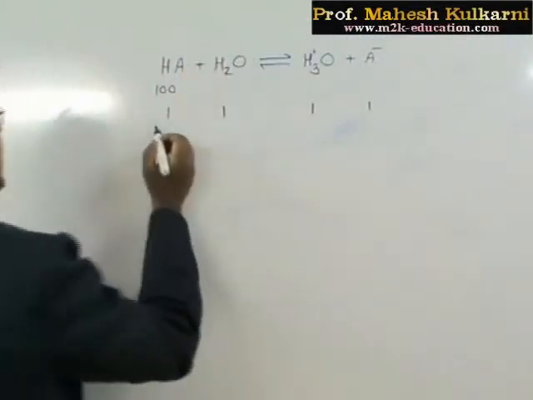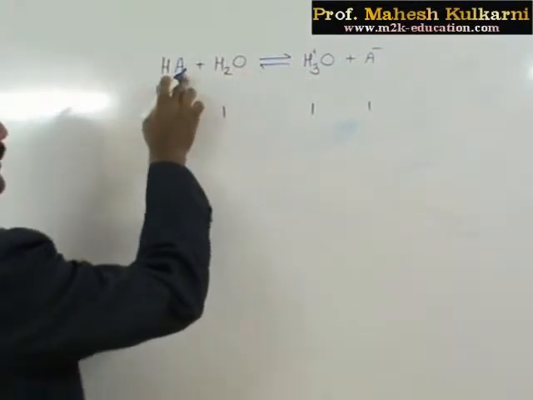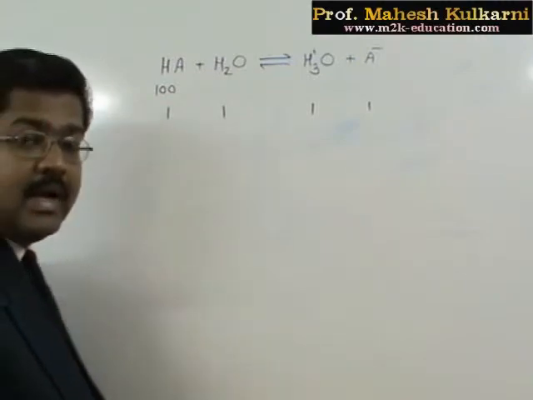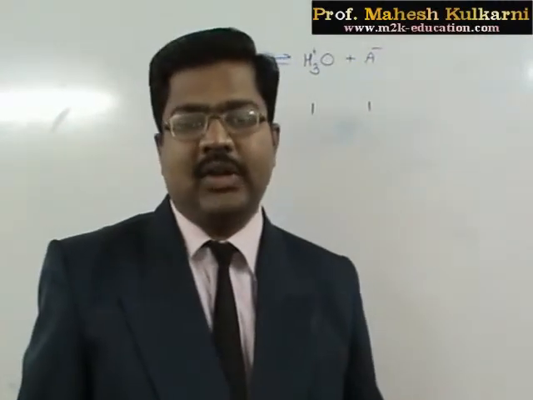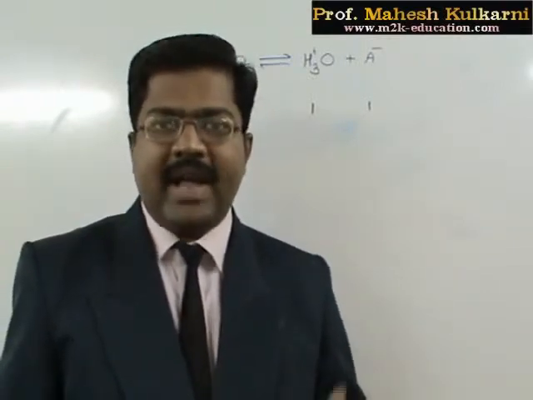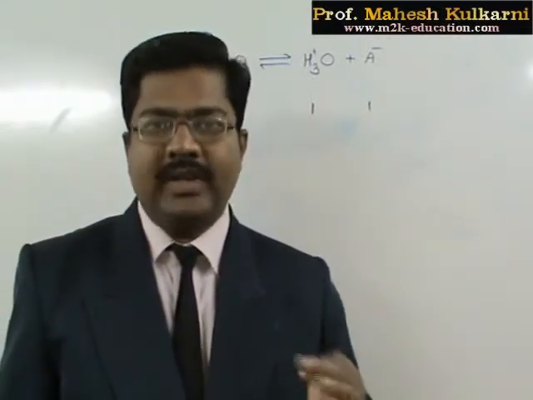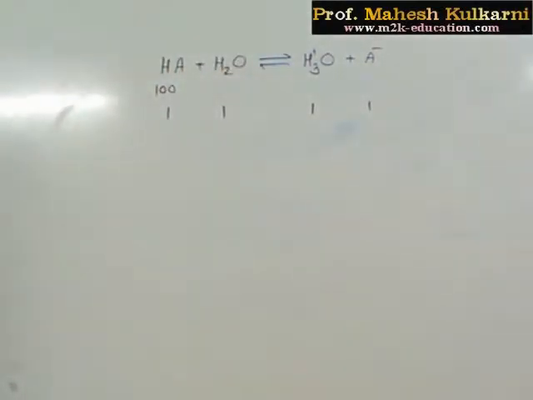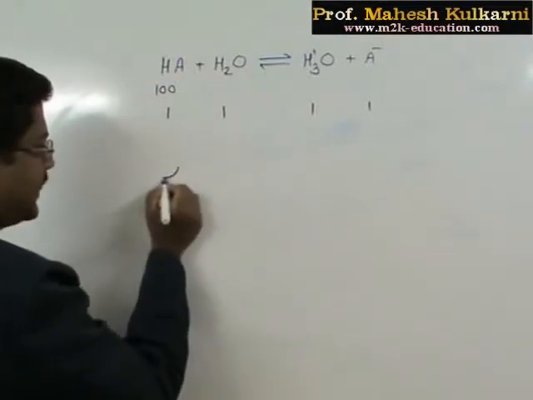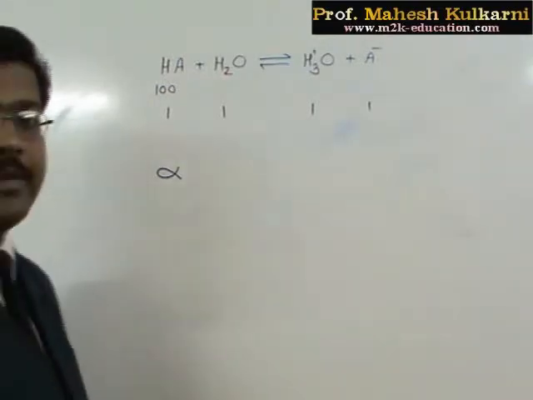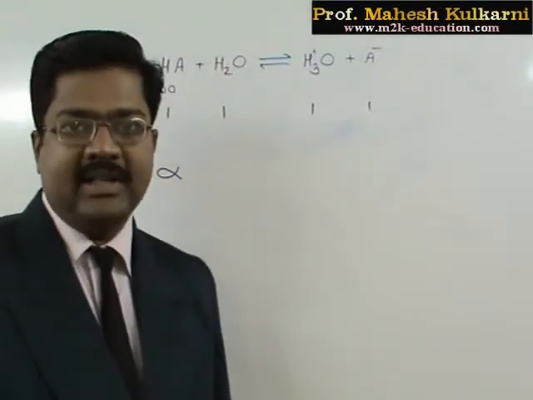Suppose HA is there, then sometimes all 100 molecules can also undergo reaction. Sometimes 50 molecules are undergoing reaction. That means the extent of dissociation is different. That extent is called the degree of dissociation. So the first term we have to use here is degree of dissociation. Degree of dissociation is denoted by the letter alpha. This is called either degree of dissociation or degree of ionization.